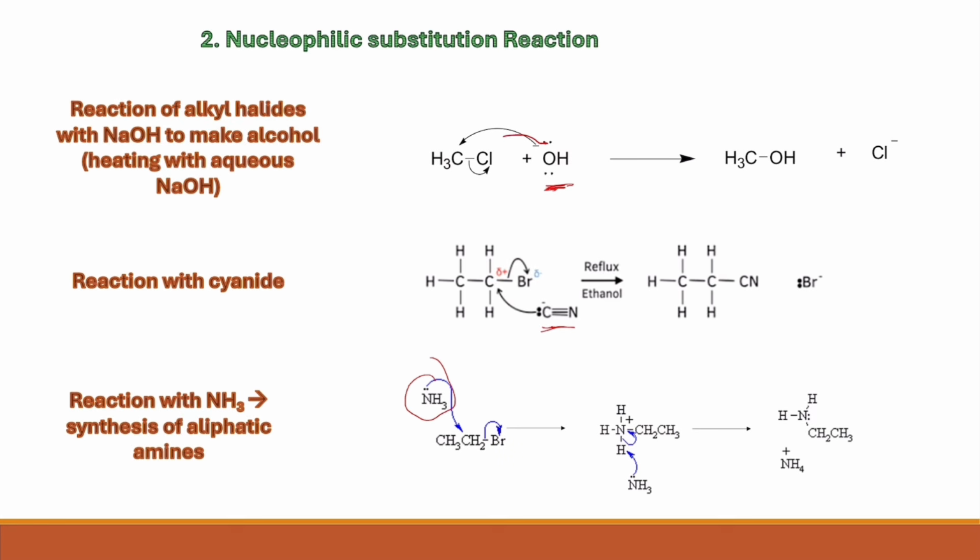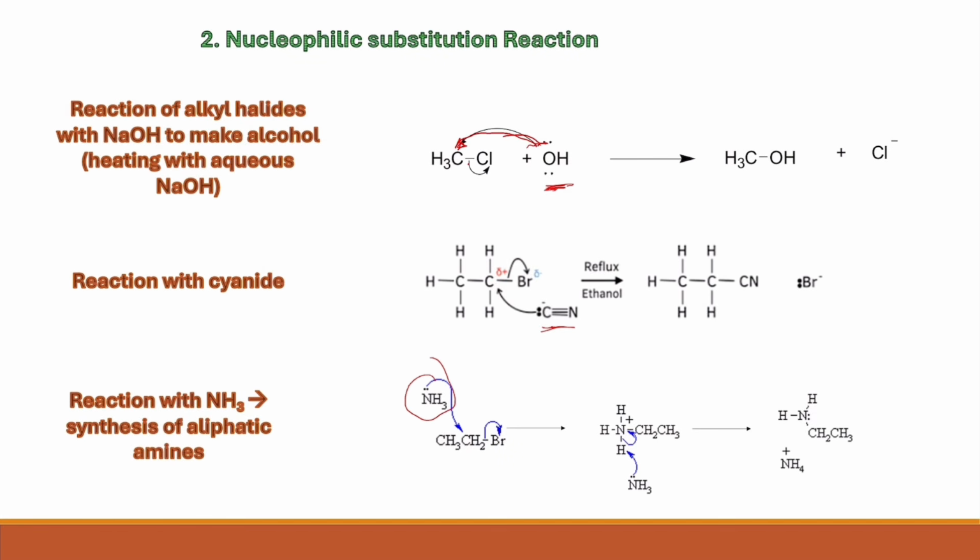The reaction mechanism is typical regardless of what type of nucleophile you use. Usually the nucleophile will attack the carbon, which is the electron deficient one, and then the bond will break between the halide and the carbon. So that's the typical mechanism.